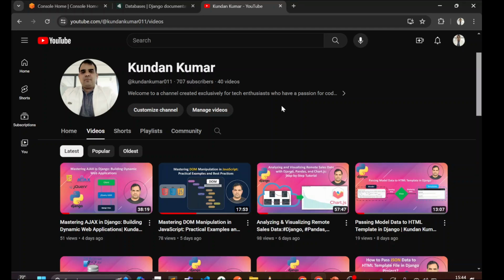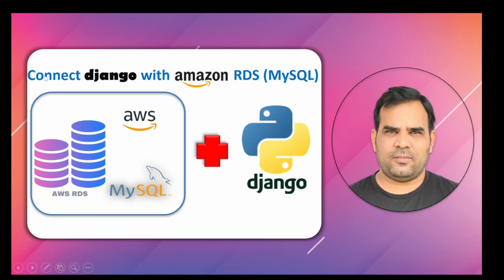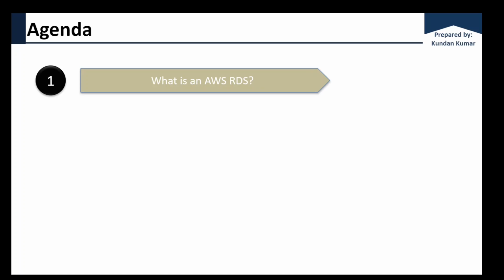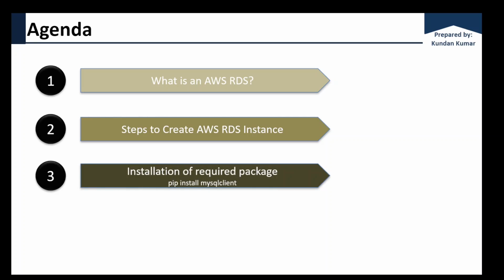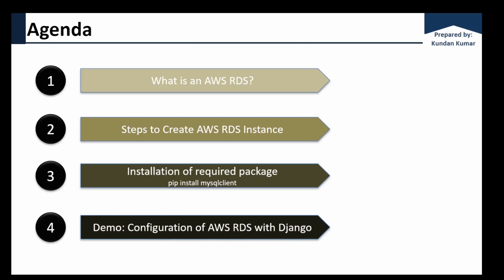Hope you're learning well. So in this video, I'm going to guide you how to connect Django with Amazon RDS. Before diving into the practical session, let us see the agenda of this video. We are going to see what is AWS RDS, the steps to create an AWS RDS instance, install some required packages, and then see the demo configuration of AWS RDS with a Django project.